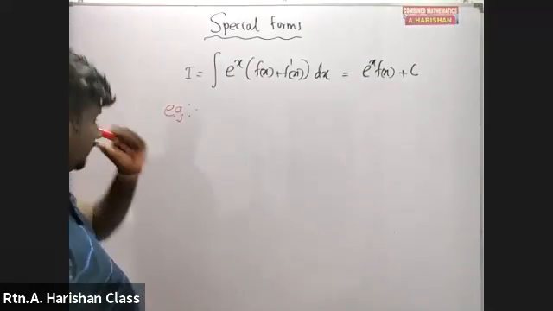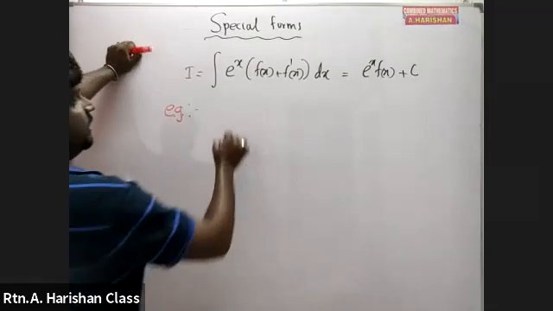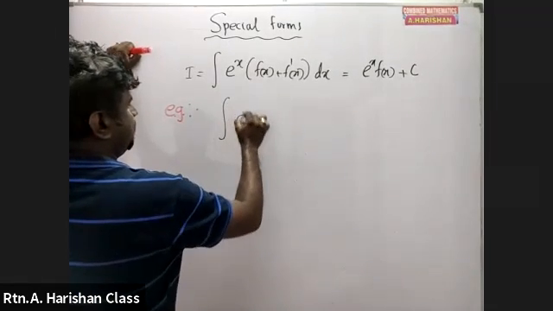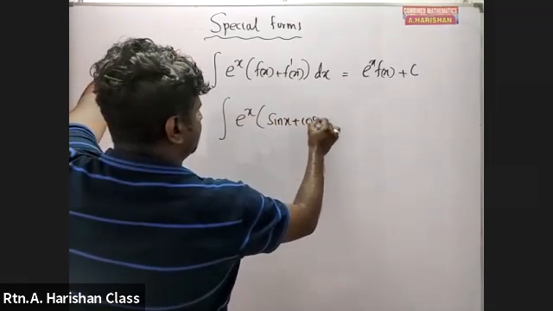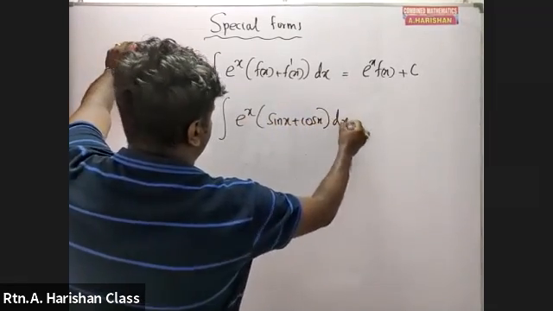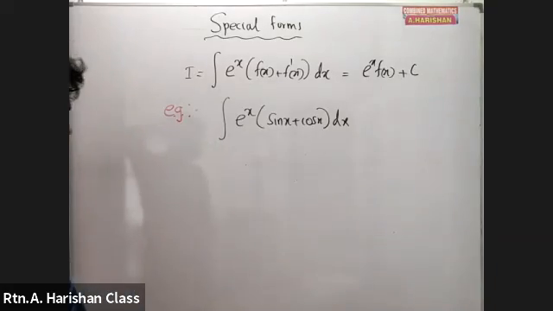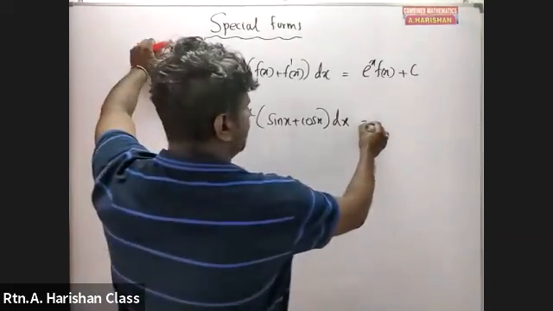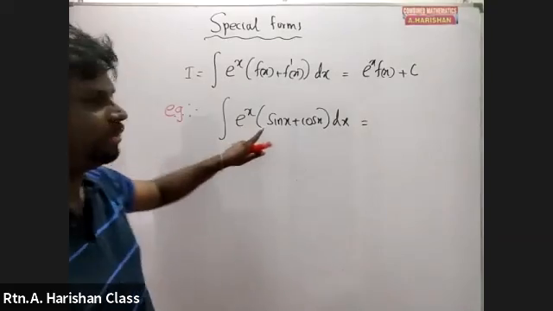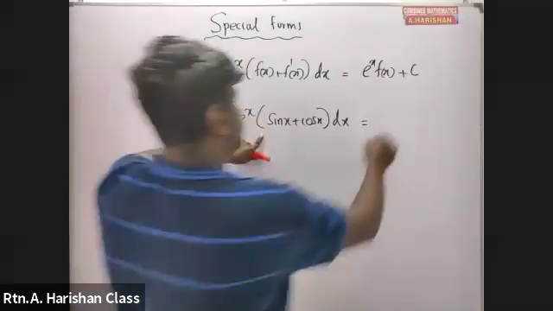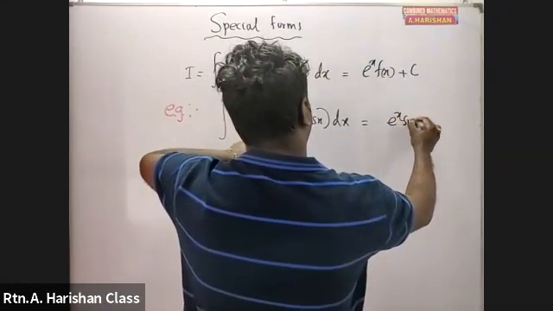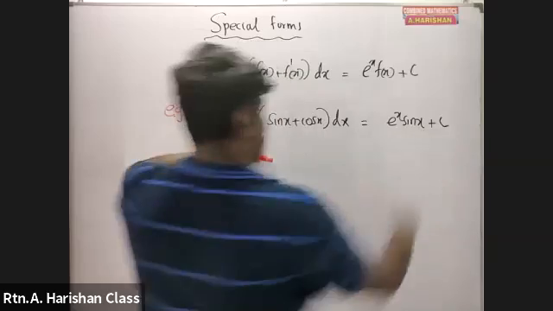So an example given. So the integral of e to the power x times sin x plus cos x dx, that equals, you can easily, here sin x, here the differentiation of that. So e to the power x sin x. Let's see. This is the answer.